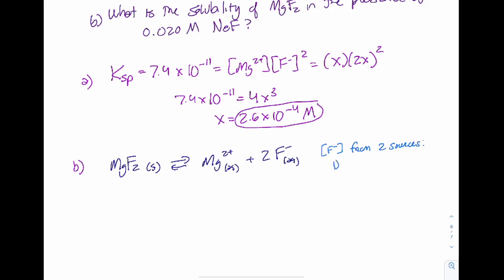Right? The first one is from the dissociation of magnesium fluoride. So that's the 2x that we had before. If this is x and there's 1 mole of it, this is going to be 2x because I have 2 moles. And then my second source is going to come from our 0.020 molar sodium fluoride solution. Since there's 1 fluoride ion for every 1 sodium fluoride, that number is going to be 0.020 molar. So at equilibrium, my concentration of fluoride is actually this plus this.